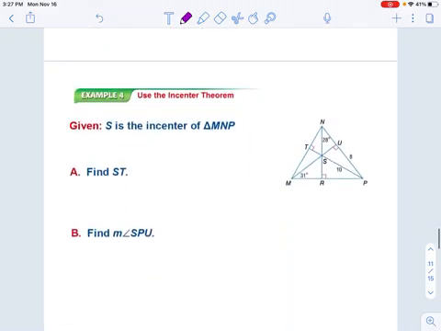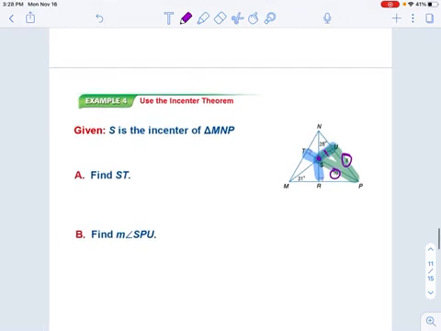So now we can use that information to solve for some things. We know the point S is the incenter of triangle MNP. We need to find ST. The thing is, we don't know anything about those congruent pieces. But if we take a close look, we do have this triangle here. And we have a leg length, and we have the hypotenuse. And we can solve for that side, which happens to be congruent to ST.